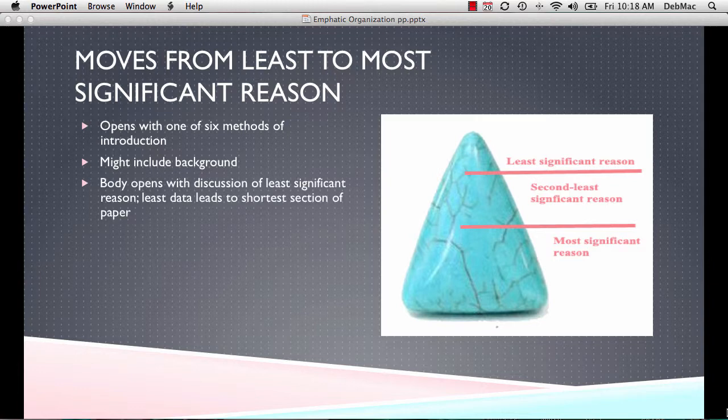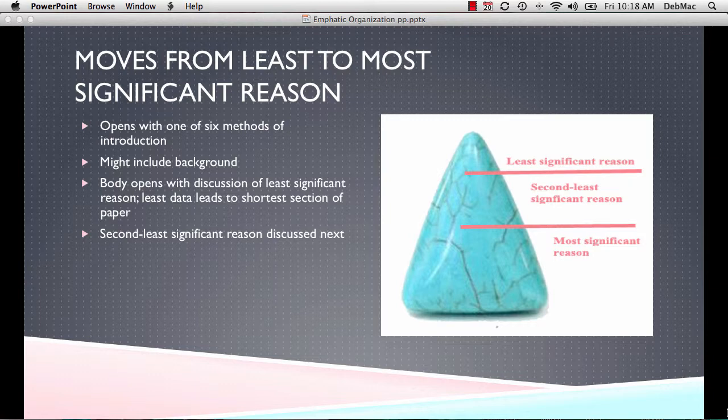And then the body of the paper itself is going to open with the discussion of the least significant reason. Again, that's reason in Toulmin terms. And since it's the least significant, it will have the least amount of data to support it. And that means that that should be the shortest section of your paper.